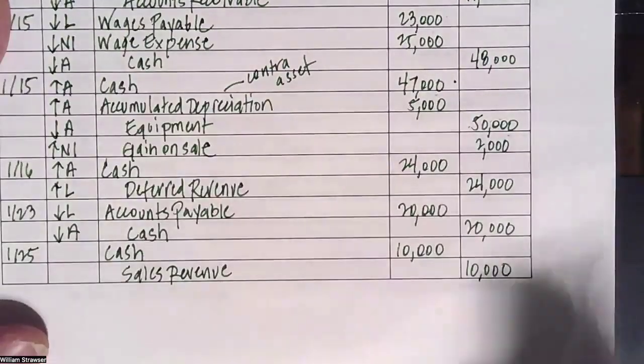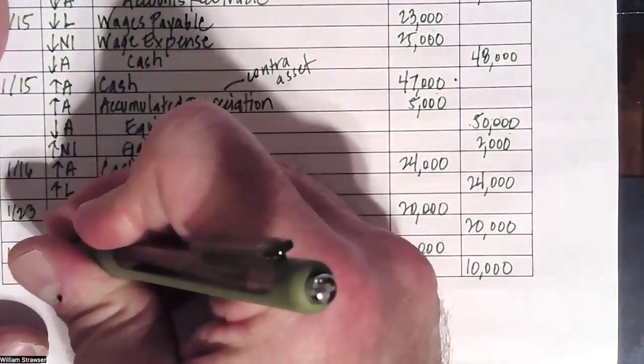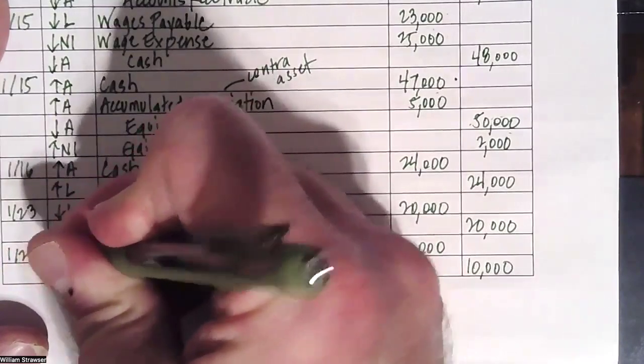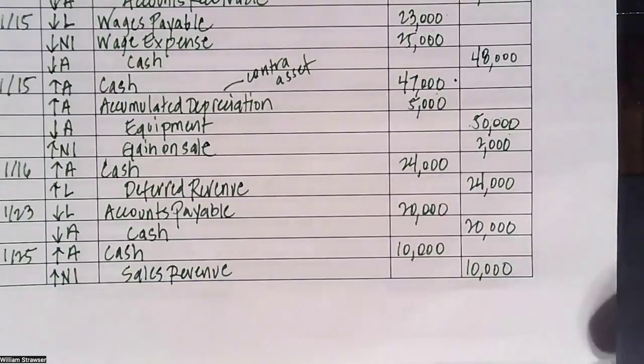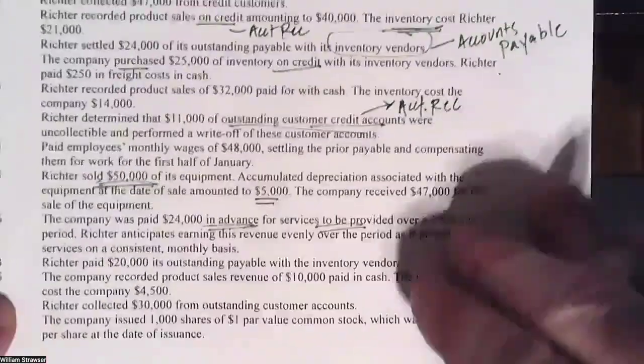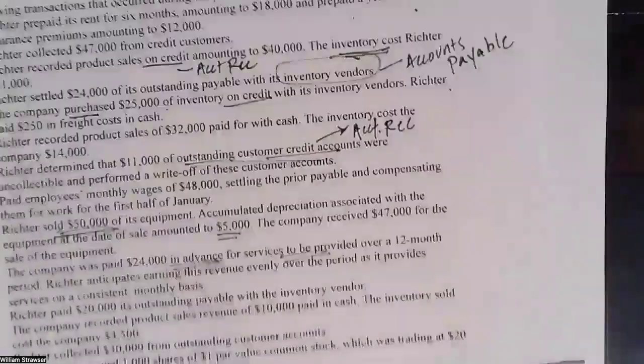We don't have to defer the revenue. We've met both conditions of the revenue recognition criterion. All right, but we also have to remember I got some cost data, so I need to include that. The cost was $4,500.